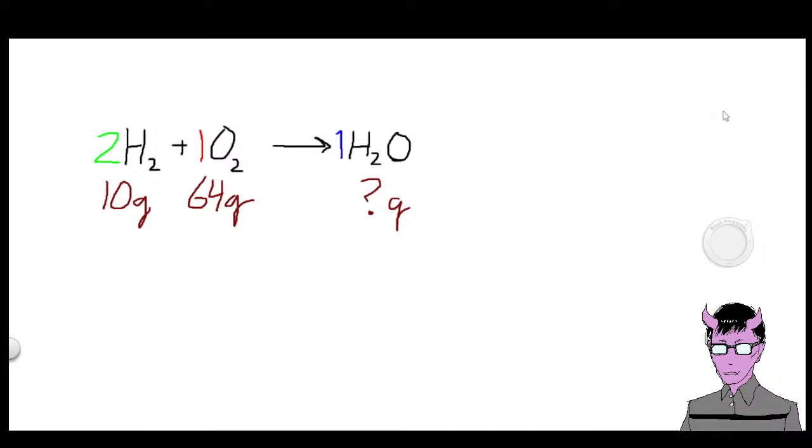For our purposes, I'm going to be simplifying the numbers because I like nice numbers. So rather than state that 1 mole is going to be 1.0079, I'm just going to simply say it's going to be 1 gram, because my brain can only handle so many numbers.